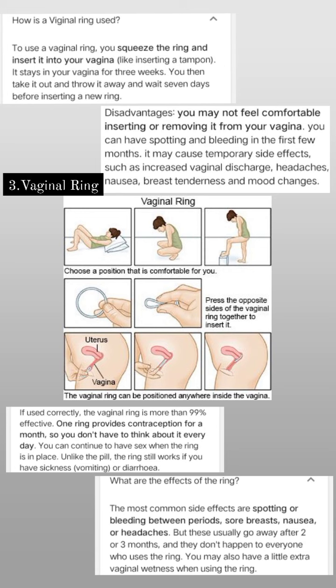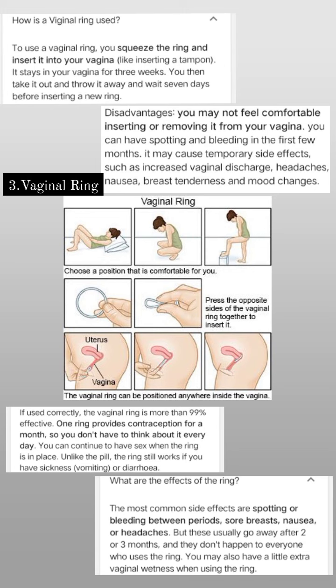Disadvantages: you may not feel comfortable inserting or removing it on your vagina. You can have spotting and bleeding in the first few months. It may cause temporary side effects, such as increased vaginal discharge, headaches, nausea, breast tenderness, and mood changes.